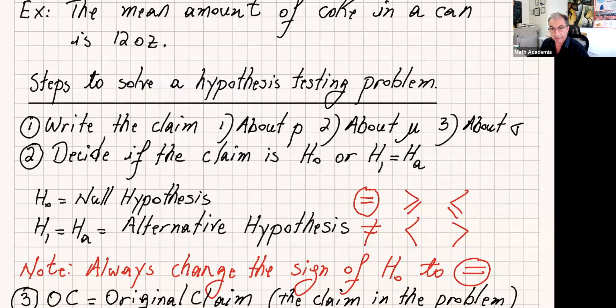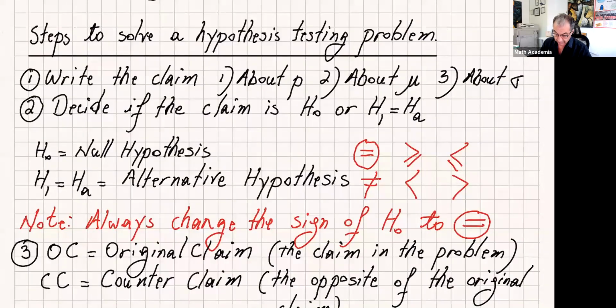And one more note that's very important. Even when you write the claim and it says less than or equal to or greater than or equal to, once you finish writing H0 and H1, change the sign of H0 to equal. Why? We'll go over that later. Just right now, learn how to do that. I put the note for you here. Always change the sign of H0 to equal sign.